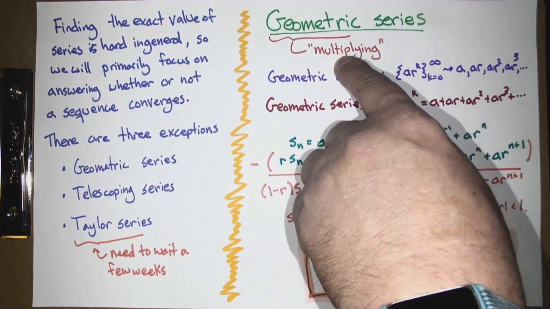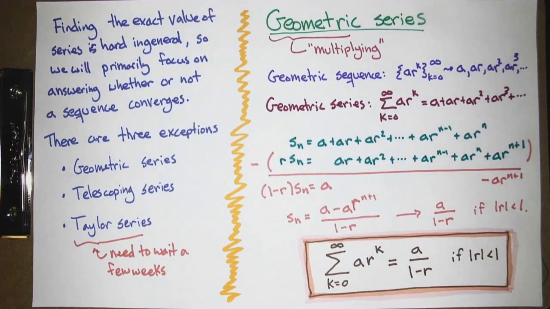The word geometric in this setting doesn't necessarily mean drawing a picture. It just refers to multiplying. So arithmetic, if you've heard that phrase, refers to addition. Geometric refers to multiplying. If I'm talking about an arithmetic sequence, I'm adding the same amount each time. In a geometric sequence, I'm multiplying by the same amount each time.